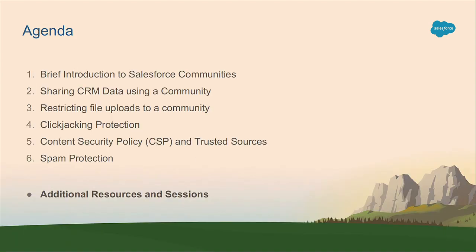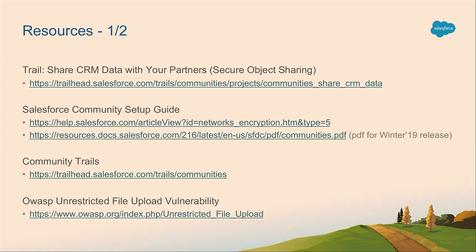All right, with that, we have completed the 6 topics, and let's look at the further resources that you can use to educate ourselves further. The first one is a trail on Trailhead, which talks about sharing the CRM data with external communities in a secure way. There, you can play with the playground org and learn how to share these objects securely with your communities. Salesforce community setup guide: if you are associated with Salesforce communities, you would know about this resource. There are different community trails on Trailhead as well.